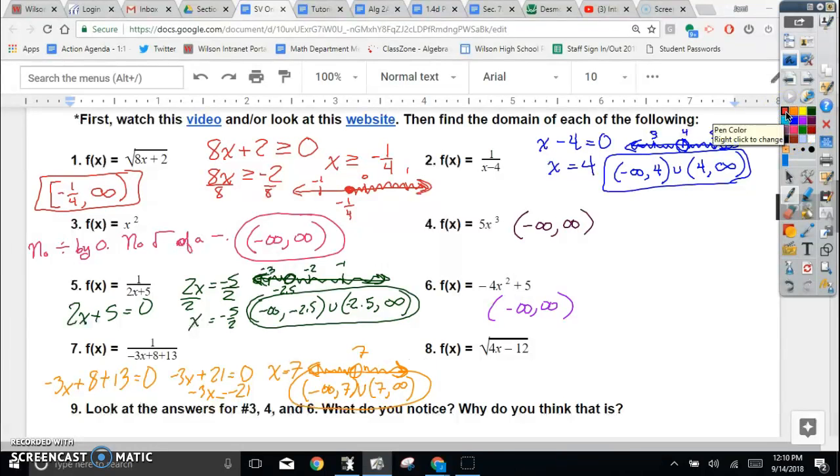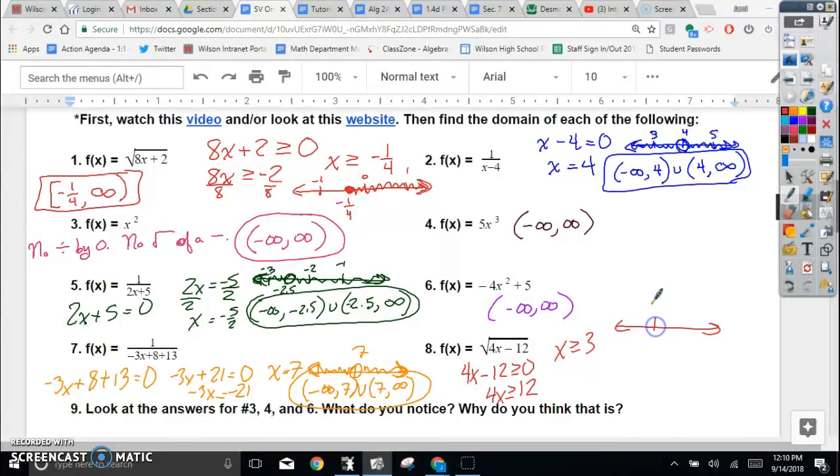Another square root problem. So clearly you can see you have a square root. We know that we cannot have the square root of a negative number, so we need to know where this is 0 or bigger. So I'm going to add 12 over. Get 4x is equal to 12. Divide by 4. You're going to get 3.